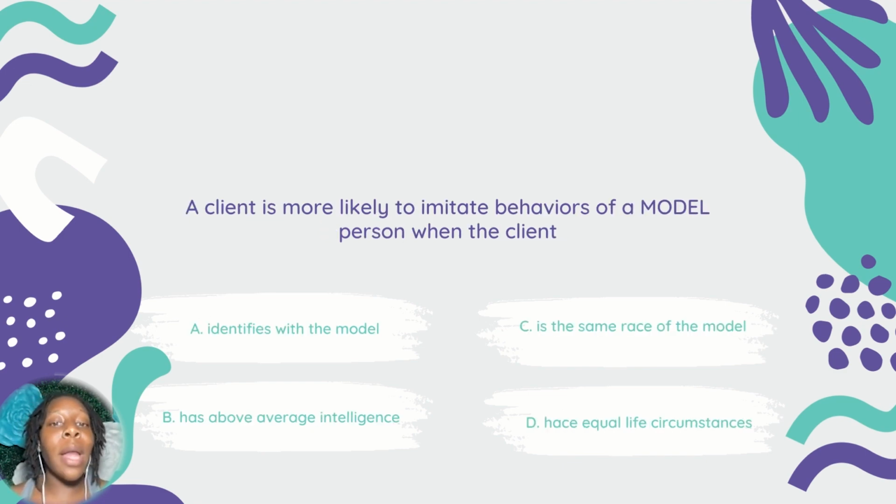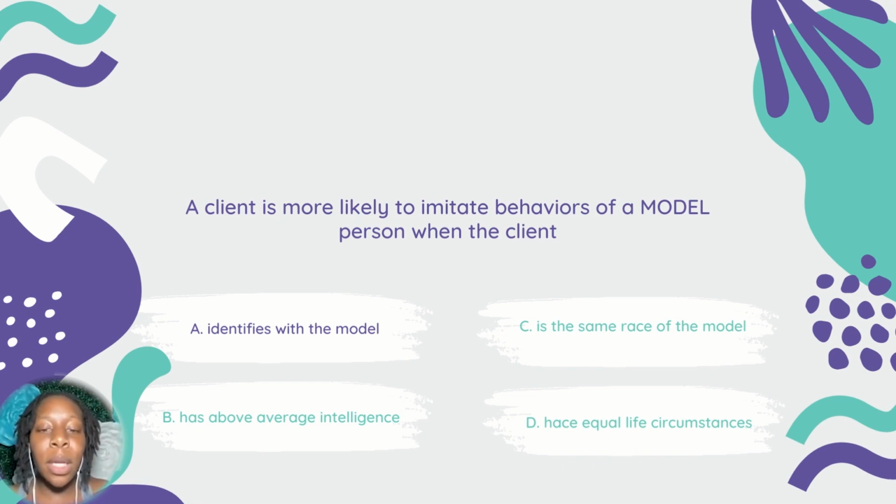All right. A client is more likely to imitate behaviors of a model person when the client, A, identifies with the model. Now, if we think about identifies with the model, kids typically model people that they can identify with. How do we relate? What are some connections? How are we connected? How are we different? How are we the same? How can I see myself in you?